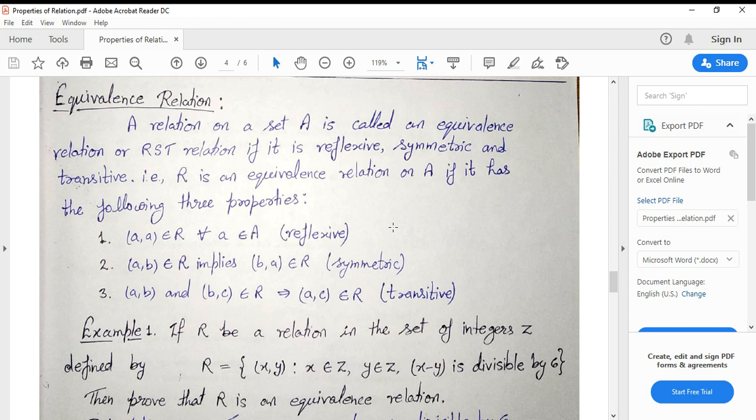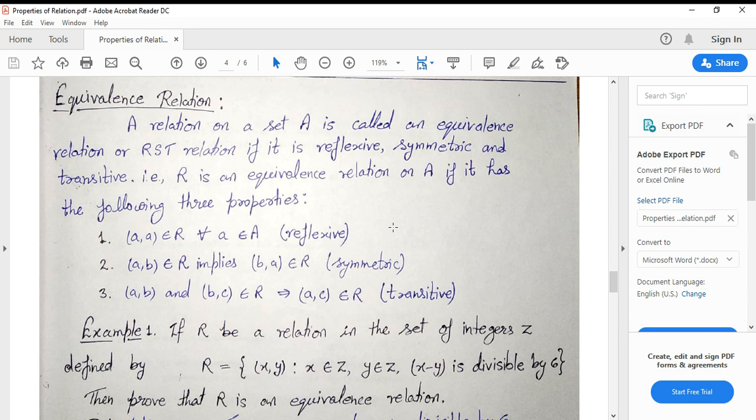So in this lecture, we start the equivalence relation. Last lecture, we studied the properties of relations, in which we have the reflexive relation, symmetric relation, asymmetric relation, antisymmetric relation, transitive relations, like that. So now we study the equivalence relation. So what is the equivalence relation?